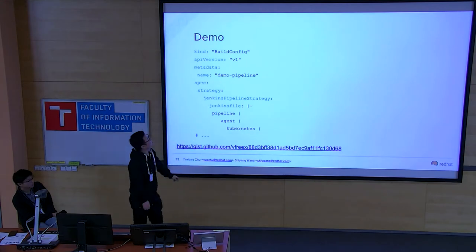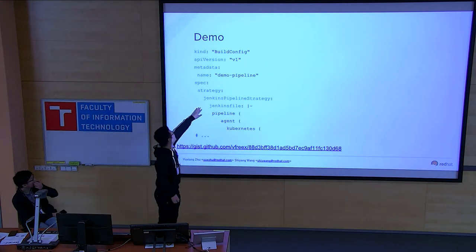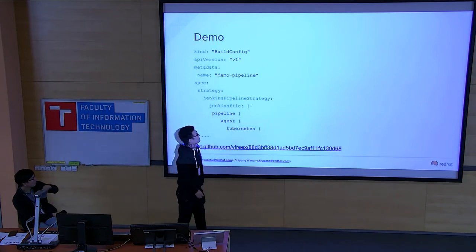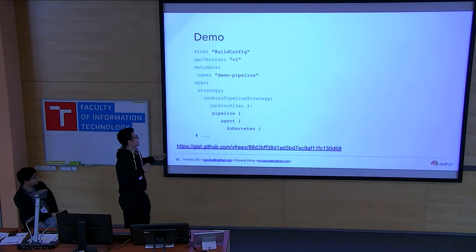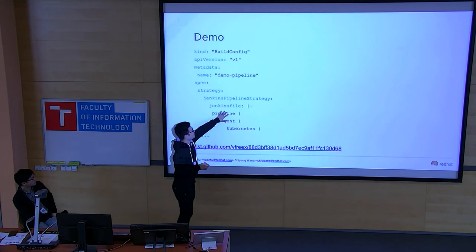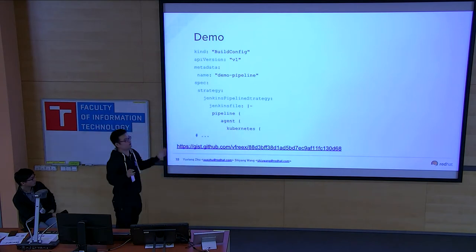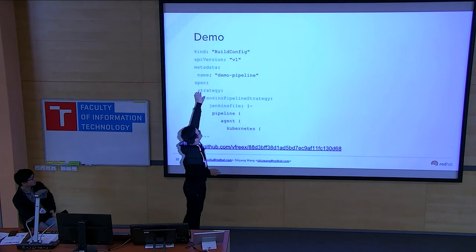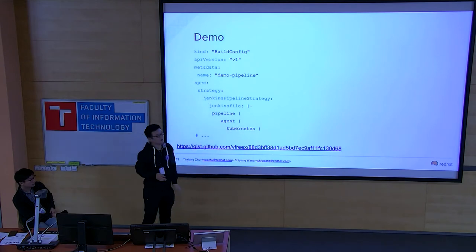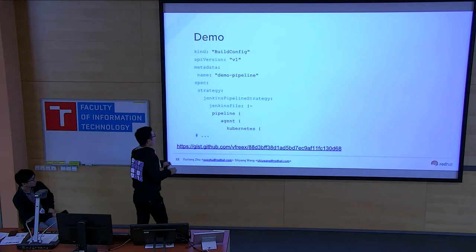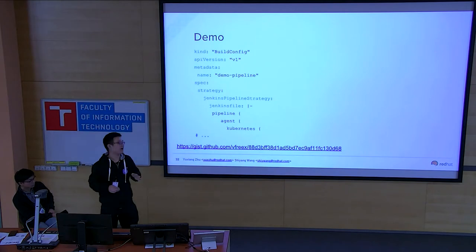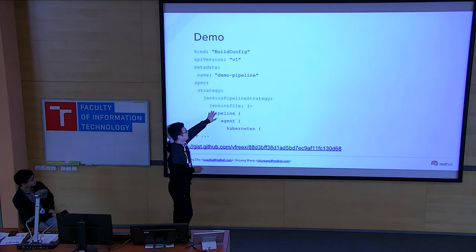And in OpenShift, you can create a build config, but set the build strategy to Jenkins pipeline strategy. And then you can put your Jenkinsfile here. You have two options. One option is to copy the content of your Jenkinsfile into the build config object. The other option is to store your Jenkinsfile in an SCM, like GitHub, and then reference your Jenkinsfile from an external Git repo.